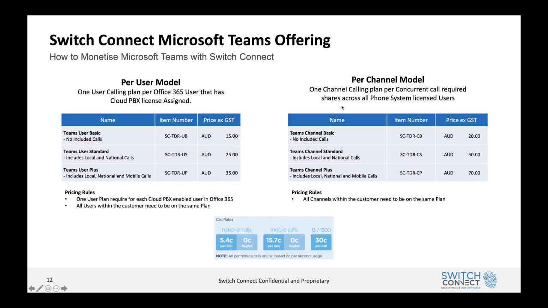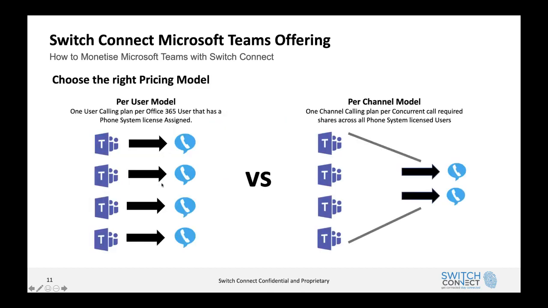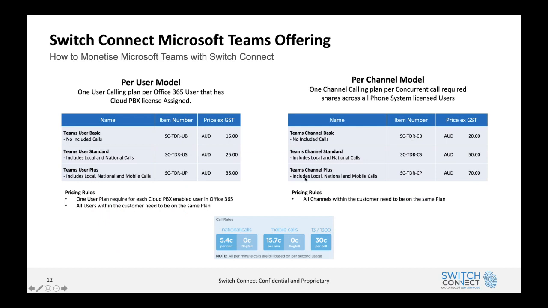One thing to note is that whichever one you choose, everyone has to have the same plan. So you can't have two people on per channel and the rest on per user, or someone per user and the rest on per channel. It's either or, and then everyone needs to have the same plan. So if you're going User Plus, then everyone needs to have User Plus. That's the way the system works. You need to choose a model, and then within the model, everyone has to have that same plan. The way the system's designed, you just can't differentiate individually.